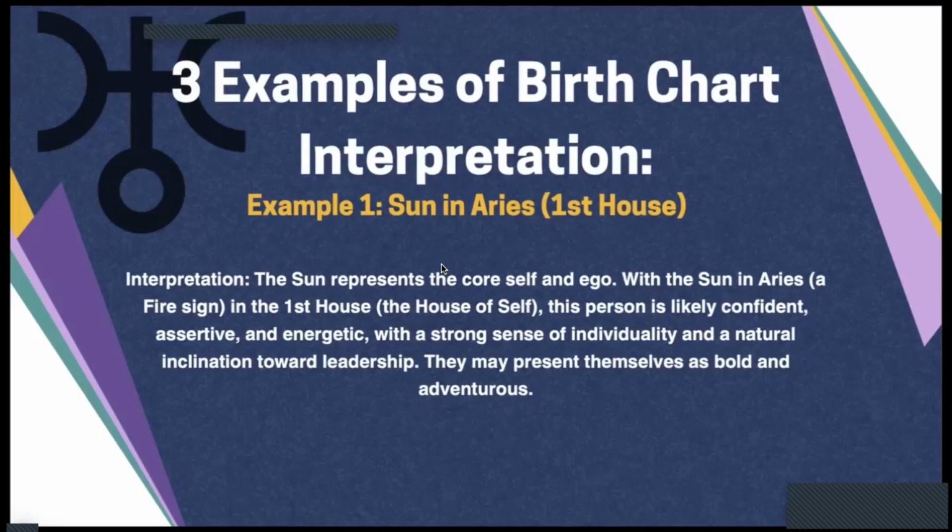Now, I'm going to give you 3 examples of birth chart interpretation. Really simple, so simple a first grader can understand it. Example 1, Sun in Aries, first house.